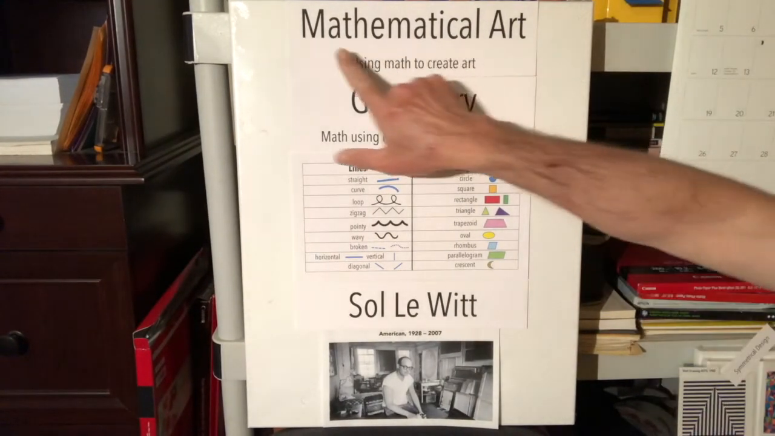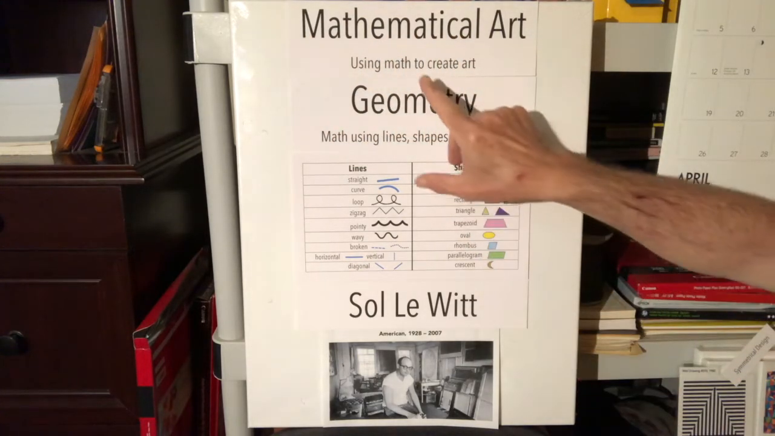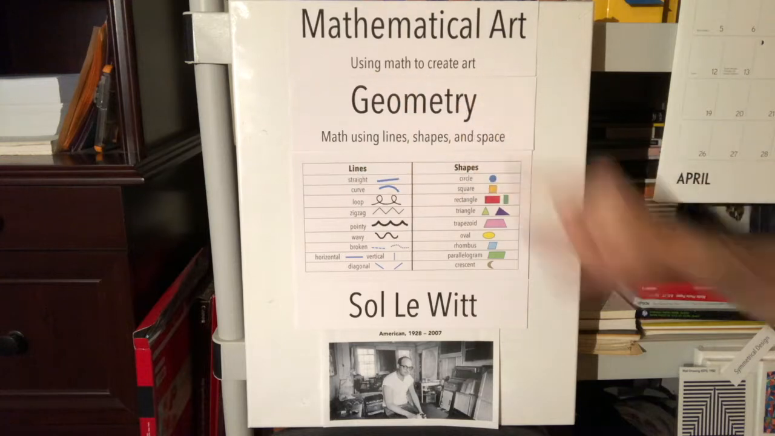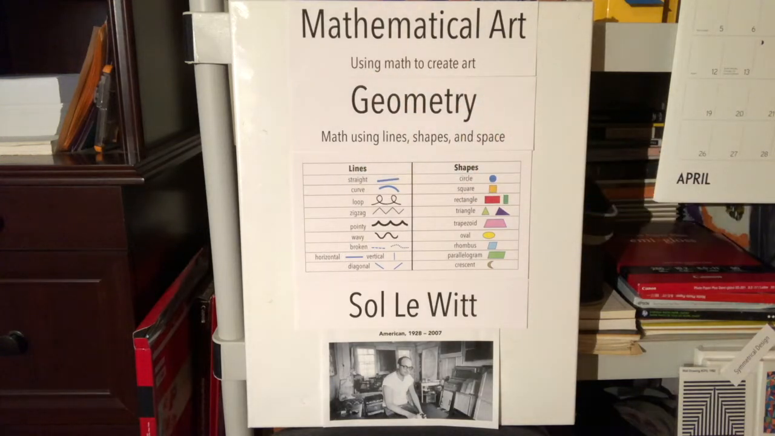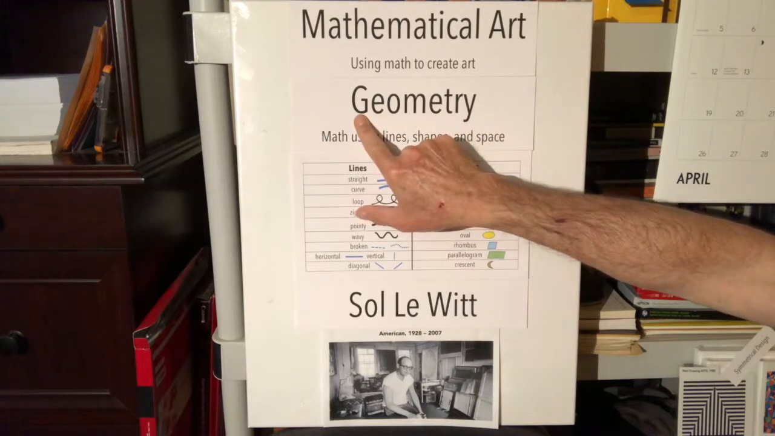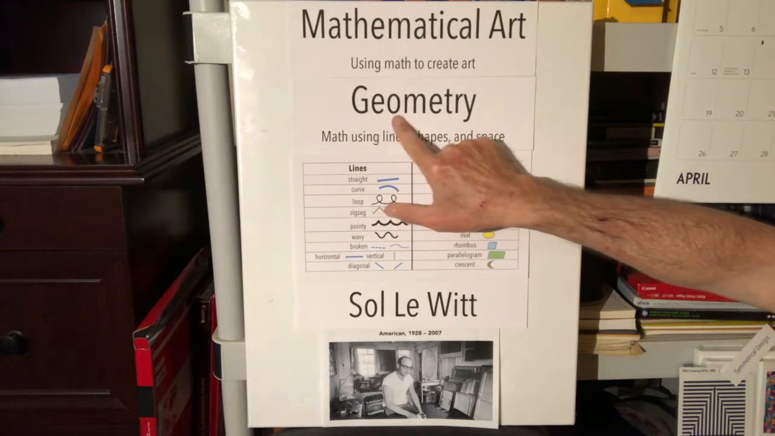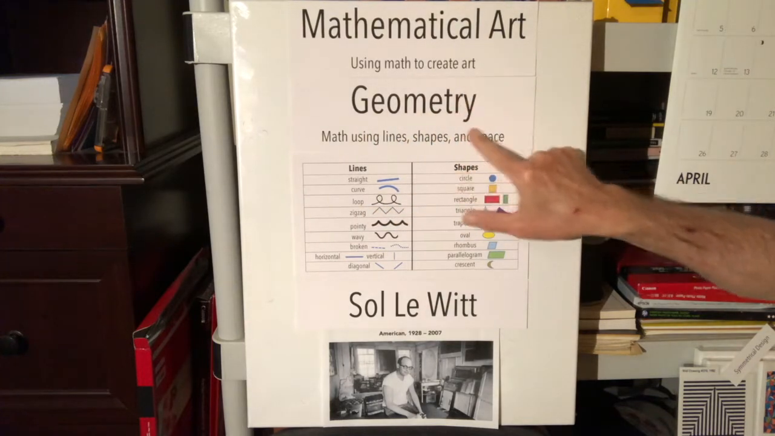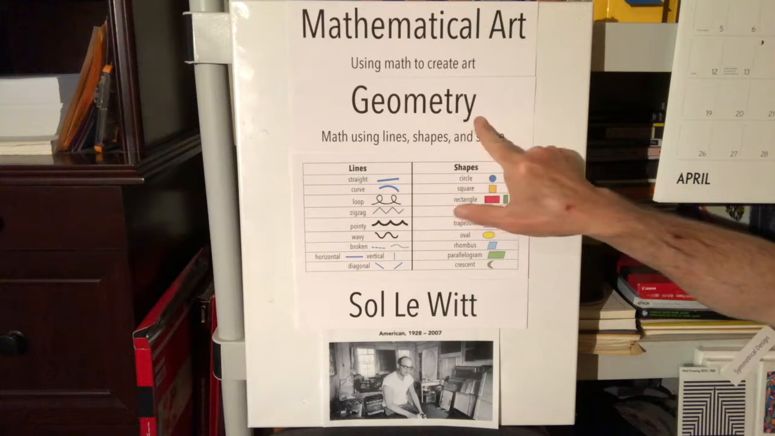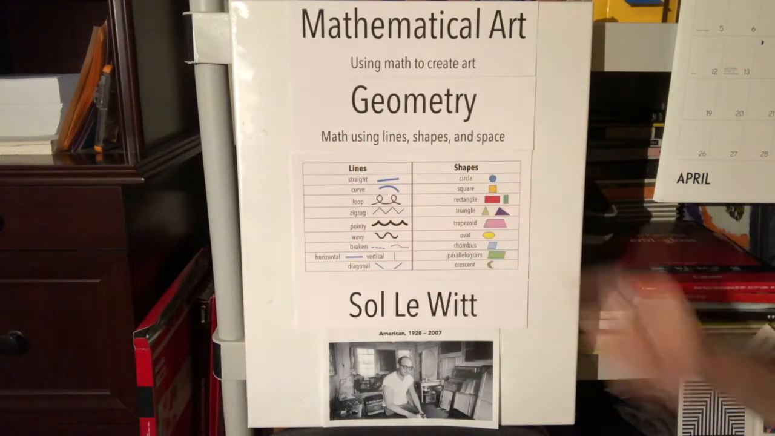All right, up on the top here I've got mathematical art. Now you've seen those words before, a couple videos ago, and this is using math to create art. That's all it is. And in mathematical art, we usually use a special type of math called geometry. The G says j, and then it's a long E, geometry. Now, geometry is math using lines, shapes, and space.